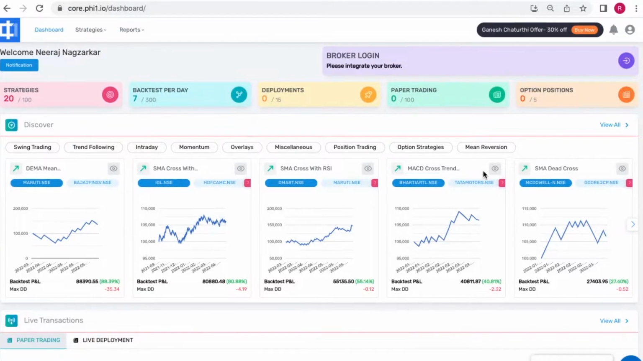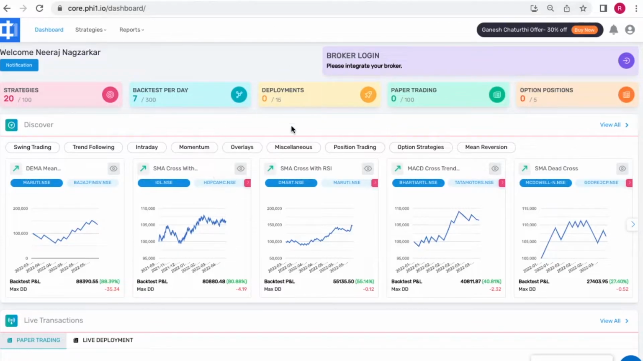Hi traders, in this video we'll be looking at creating another strategy, the DEMA Mean Reversion strategy, using two indicators, the ADX and double exponential moving average. Before we move on to how to create the strategy on the platform, let's quickly look at what these indicators mean and how we're going to use them in our strategy.